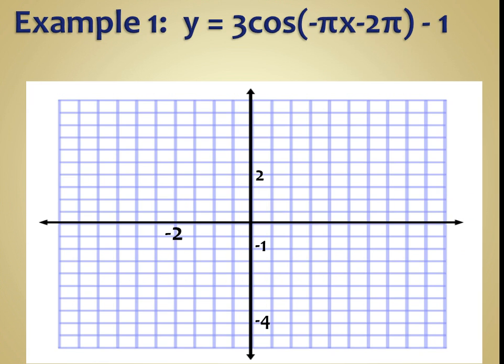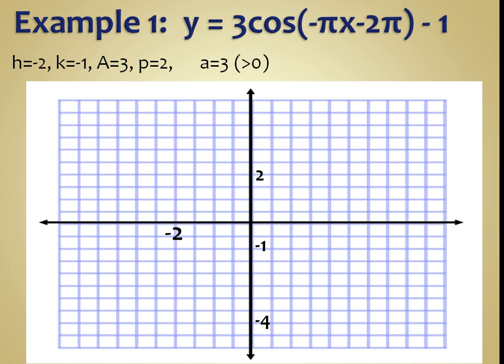So y is equal to 3 cos negative pi x minus 2 pi minus 1. So in this case, the first step we need to do is we need to factor out that negative pi. So when I take out that negative pi, I get a h of negative 2, a k of negative 1. The big A, my amplitude is 3 in this case. My period would be 2. And the value of A is 3, which means that it's greater than 0.